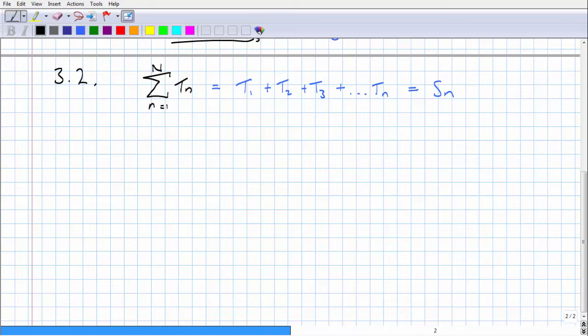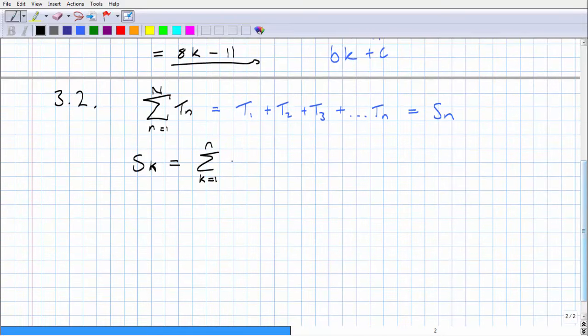Now in this case it's a little bit different. So we say Sn is equal to the sum, and instead of saying n equals 1, we say k equals 1, because their n term and their k term are the same. So we have the same n and k term, and they say it goes all the way to n. So we should actually write this as sk. And what is our tn? Well, we calculated it previously, it was 8k minus 11. Right, and that's about it.